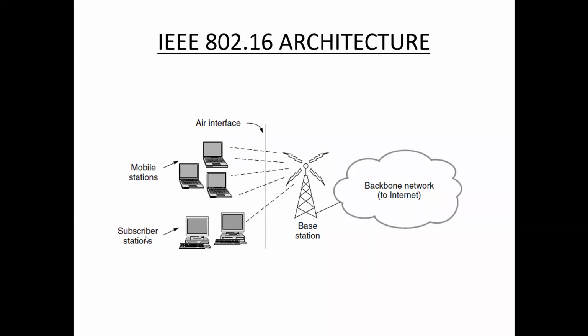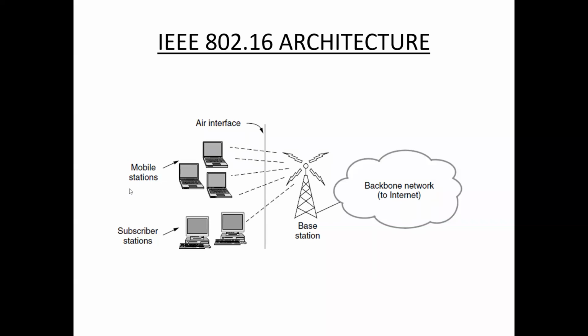Here subscriber stations are stationary in some fixed location. For example, broadband internet for homes and offices.